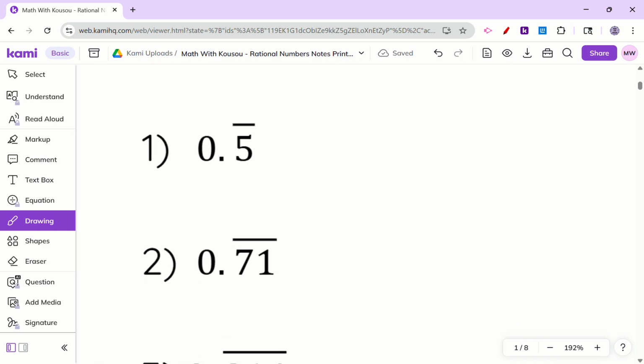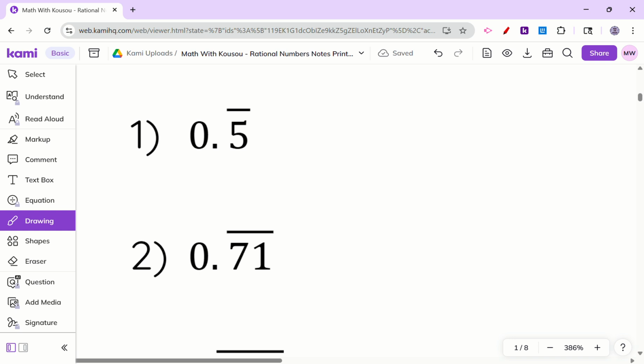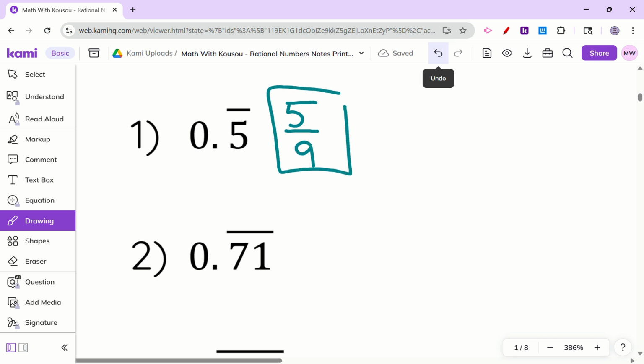All right, so when we look at number 1 here, we have 0.5 repeating. Now, there's only one digit here that repeats, and that's the 5 that's repeating. So, since there's only one digit that repeats, we are only going to put 1 nine in our denominator. So this 0.5 repeating is really going to be 5 ninths. And you can check that by doing that in your calculator. If you were to do 5 divided by 9 in your calculator, you would end up with 0.555, and it just repeats on and on.